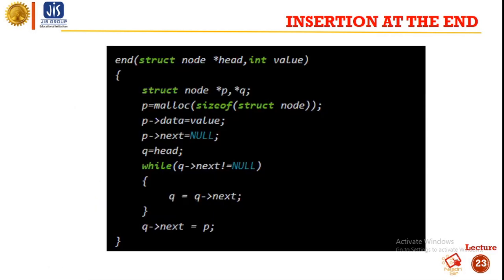So this is the code. This is a function, and in it we will insert the node at the end. This is P and Q, the two nodes that have been created. P's size has been allocated, and we insert the value in the data part, and the next part will be null. Q is the head basically. The value of head will be assigned to Q. So while Q next is not equal to null, we shift the value of Q. And at the end, Q of next will be P.